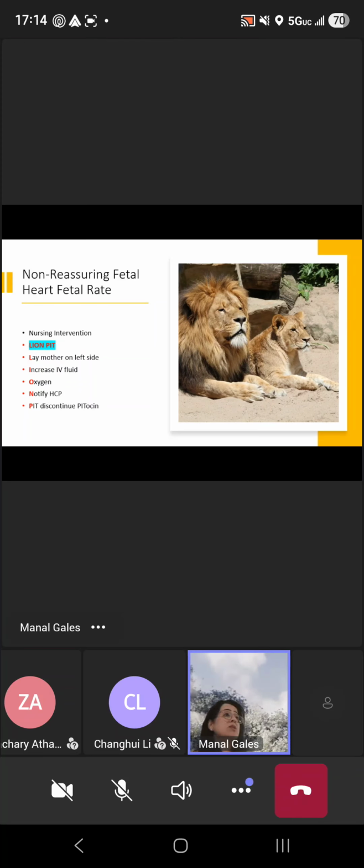And if she's on Pitocin, which is oxytocin, stop the oxytocin because that could increase the deterioration in the fetal heart condition. Yes? So call the lion pet.